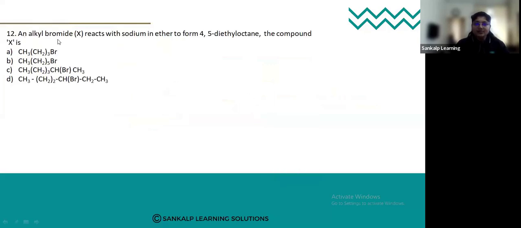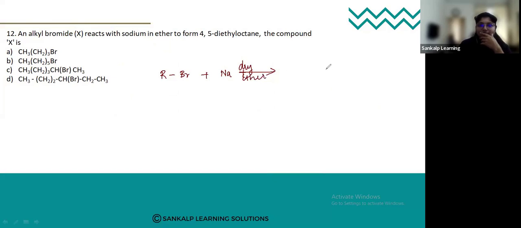An alkyl bromide reacts with sodium in ether to form 4,5-diethyl octane. The compound X is? So an alkyl bromide is there. Let me write the alkyl bromide like this. It is reacting with sodium in the presence of dry ether.